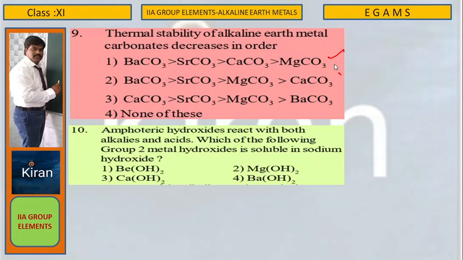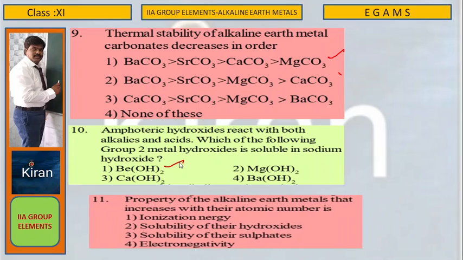Amphoteric hydroxides react with both alkalis and acids. Which of the following group 2 metal hydroxides is soluble in sodium hydroxide? Beryllium hydroxide, magnesium hydroxide, calcium hydroxide, barium hydroxide. Among these, the first one, because of anomalous property, beryllium hydroxide will dissolve in sodium hydroxide.